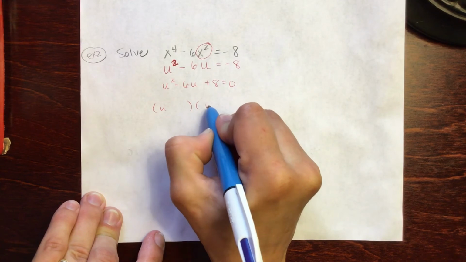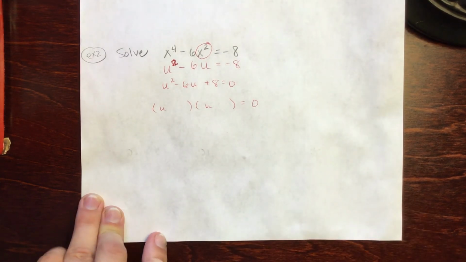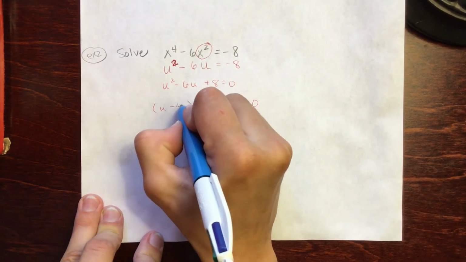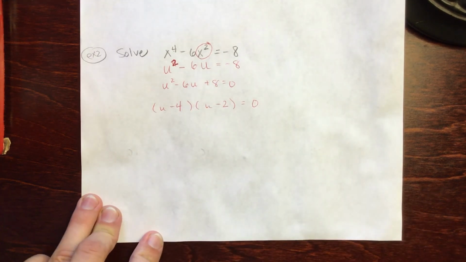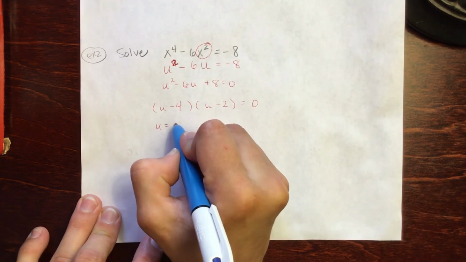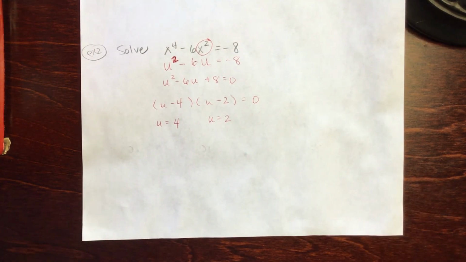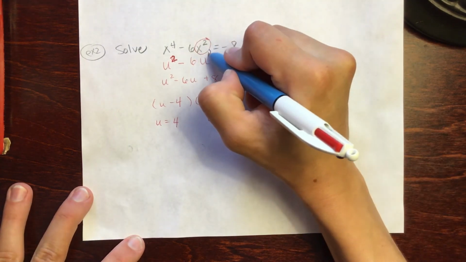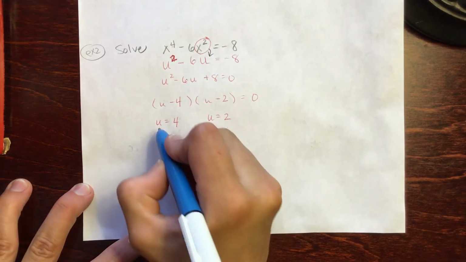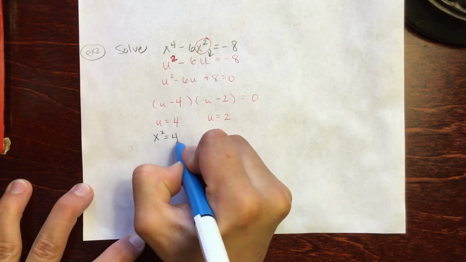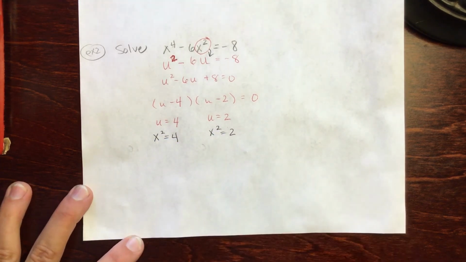I'm going to factor because that's quicker for me. Okay, what two numbers can I think of that multiply to +8 and add to -6? And then set each one equal to 0 and solve. Okay, so this more simplified red equation solves out to be 4 and 2. But that's not what the original equation is, so now I need to do my replacement and figure out what everything was. What did I originally replace? Well, x squared got replaced with a u. So x squared equals 4 and x squared equals 2.